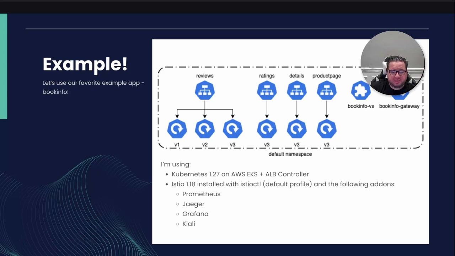For technical purposes, I'm using Kubernetes 1.27. I am running this on EKS in AWS with the application load balancer controller. And as I mentioned before, we have the default profile for istioctl, so Istio was installed through that route with the following add-ons: Prometheus, Jaeger, Grafana, and Kiali.